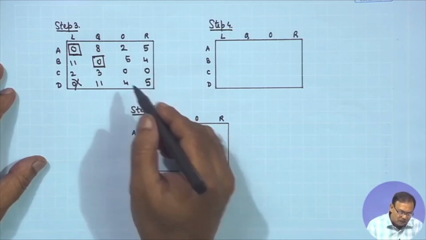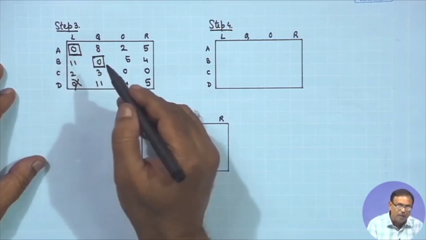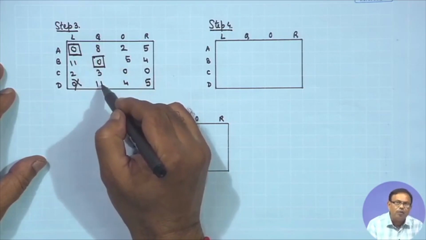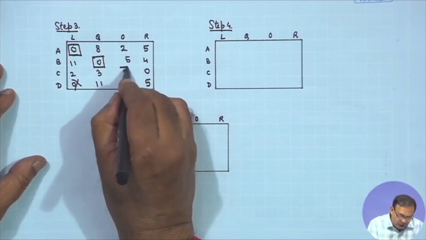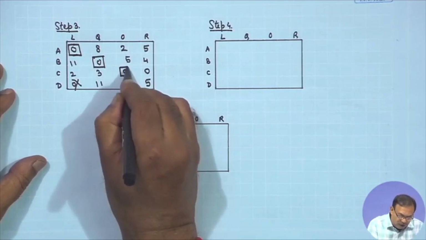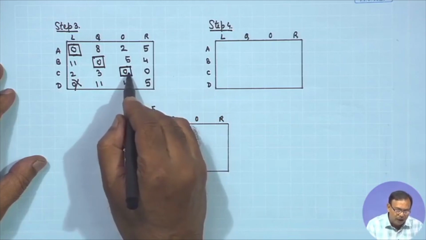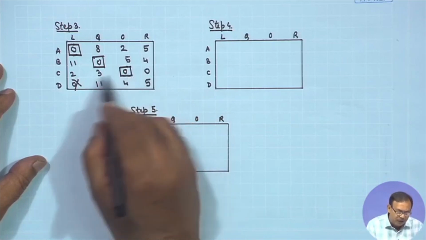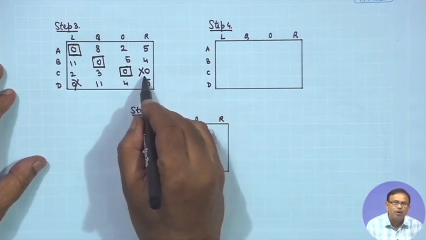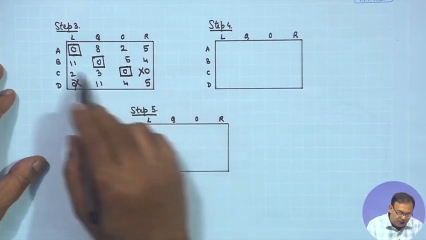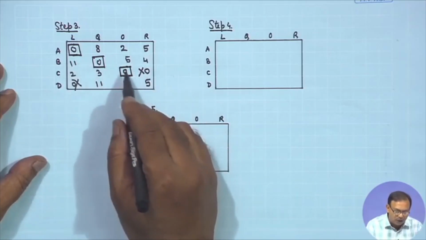Now, go to the columns. In the columns, the first column already has one 0 assigned, and the second column also has one 0 assigned. In the third column, you have only one 0, and once you have only one 0, you put it under a square, and now do the opposite: if in the corresponding row there is any 0, then cross it. That means you are crossing this one.